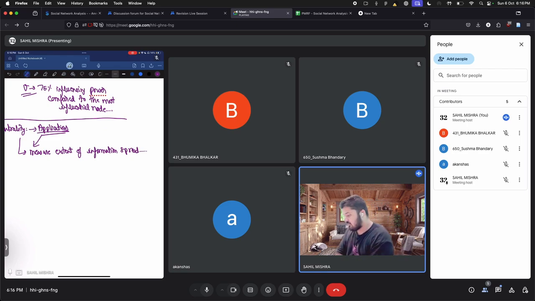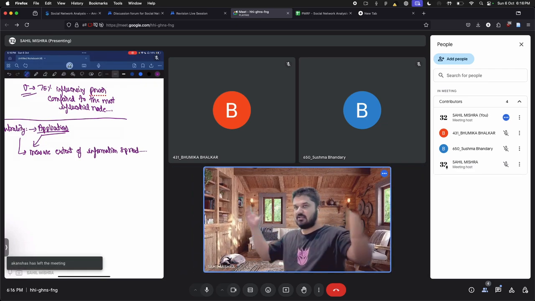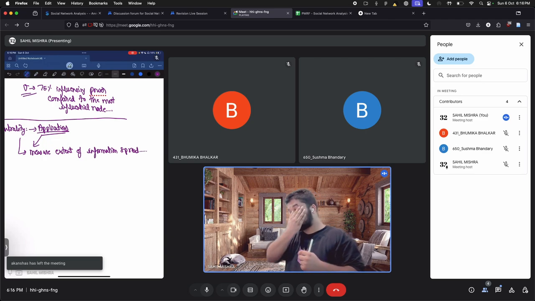Extent in the sense means this is somewhat similar to degree centrality only, but it basically deals with not the number of nodes, I would say not exactly the number of nodes. It deals with the shortest paths connected to the nodes. Okay.